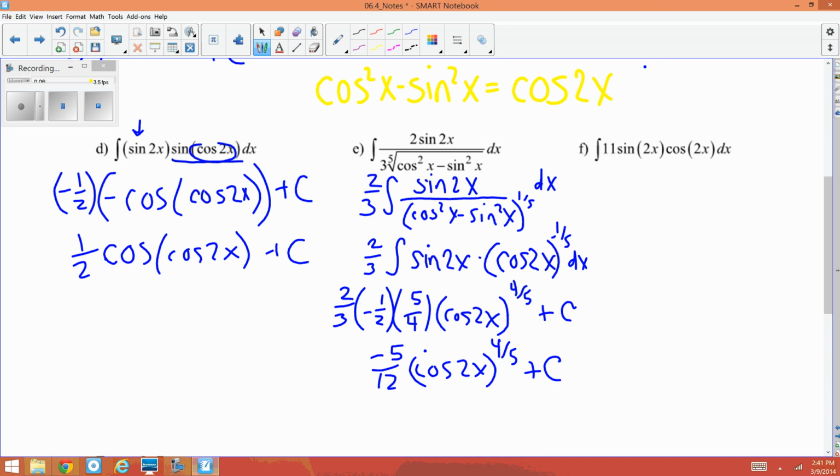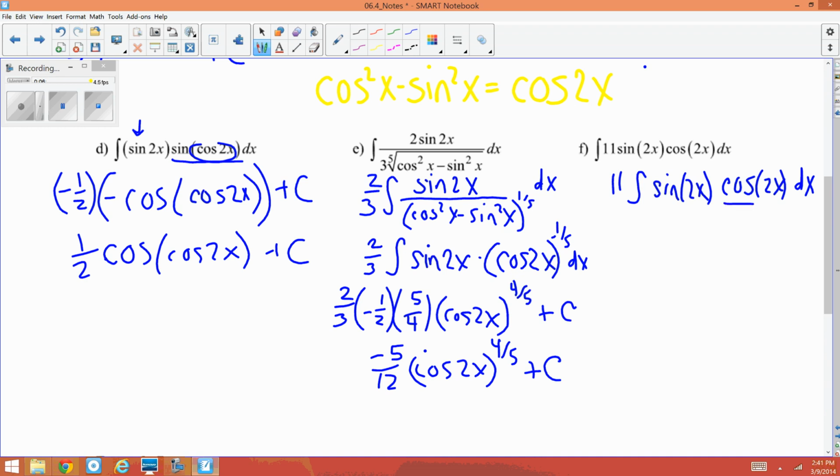So we have one more here. There's a couple ways to do this one. It's kind of a neat problem. Alright, let's see, 11, I'm going to pull that out. Sine of 2x times cosine of 2x. Man, that looks like another identity we have. But I'm not going to worry about that right now.